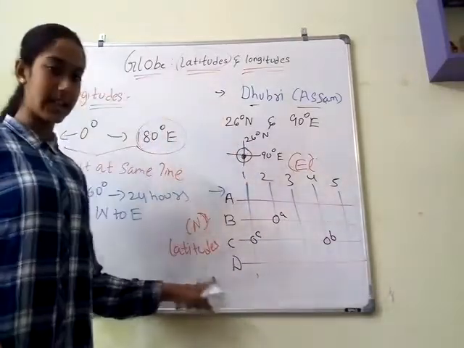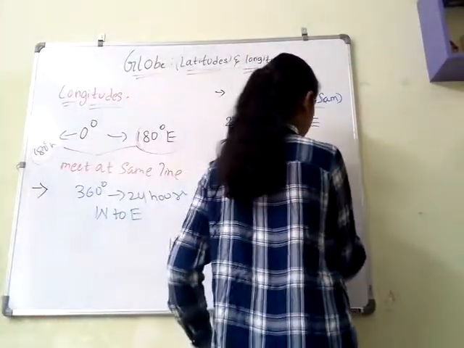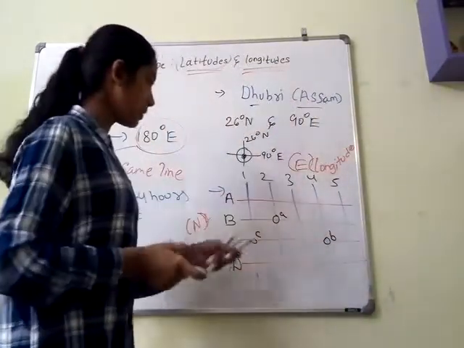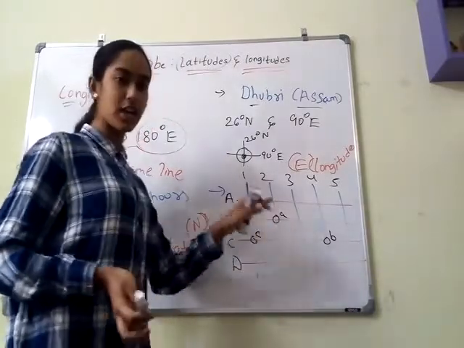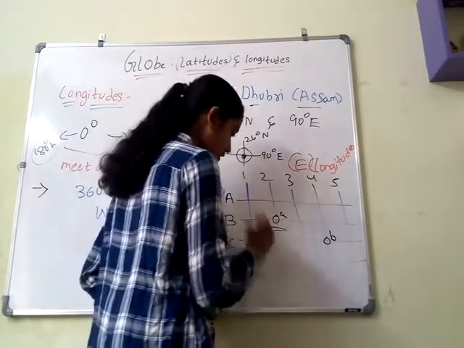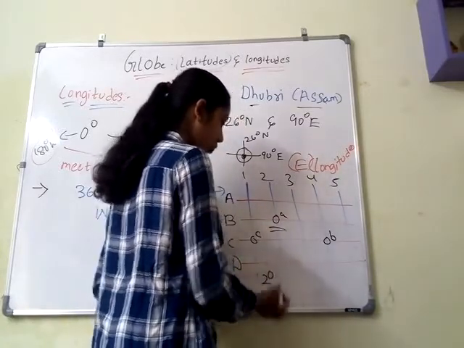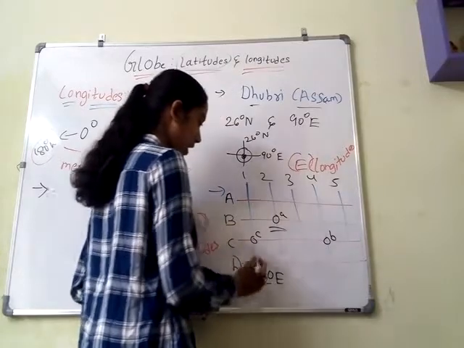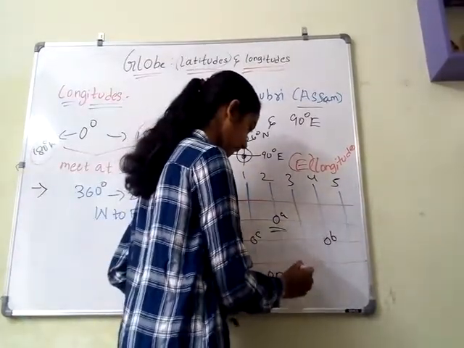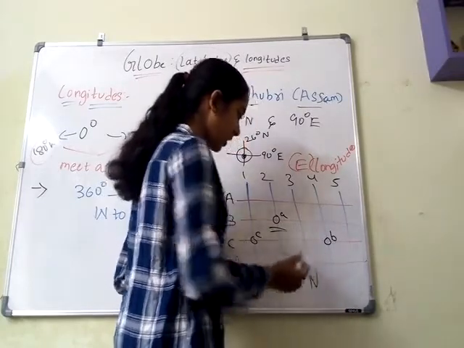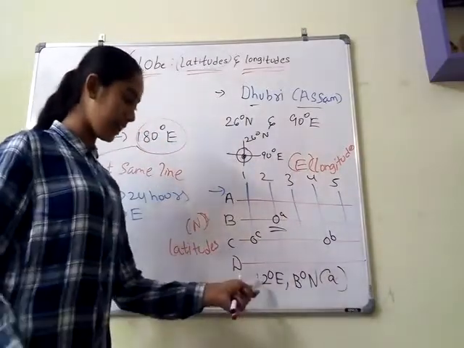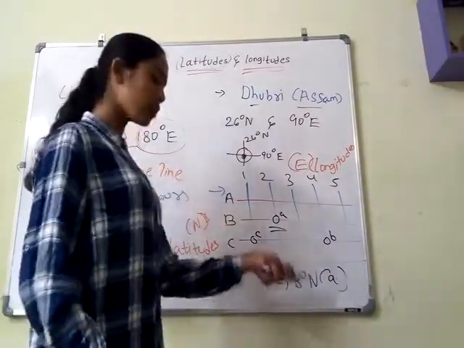So these are the north latitudes and these are the eastern longitudes. Now you find a position on this point. Now find the location of A. So this A is located at 2 degrees eastern longitude and B degrees north latitude. So this point A is located at 2 degrees eastern longitude and B degrees north latitude.